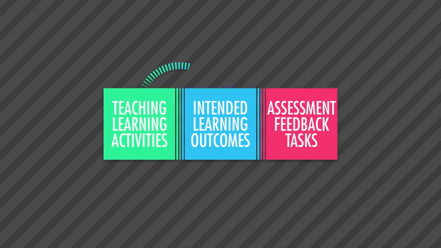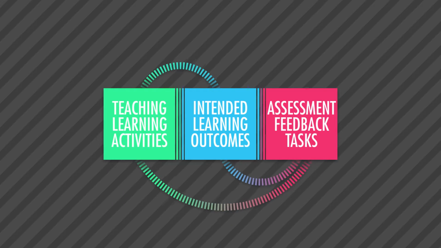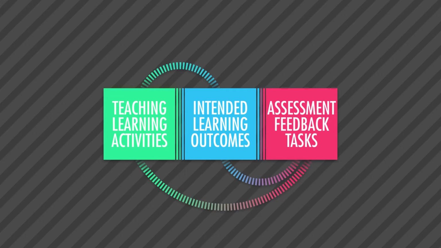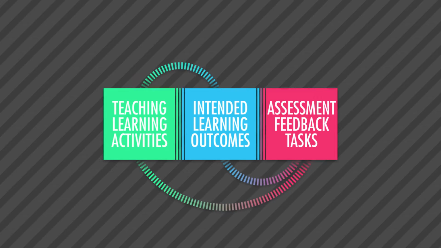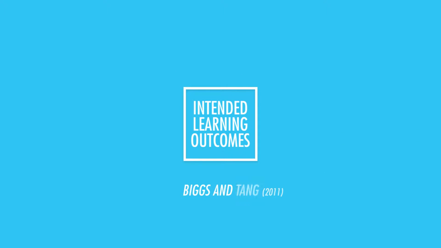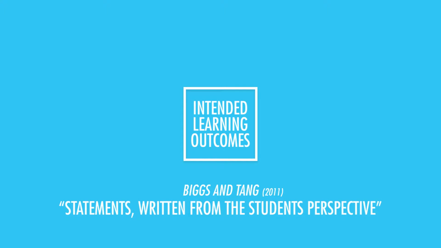In a constructively aligned course, the building block, intended learning outcomes, is the central component. All the building blocks support each other, so the learner is enveloped within a supportive learning system. The intended learning outcomes are defined by Biggs and Tang as statements written from the student's perspective, indicating the level of understanding and performance they are expected to achieve as a result of engaging in the teaching and learning experience.